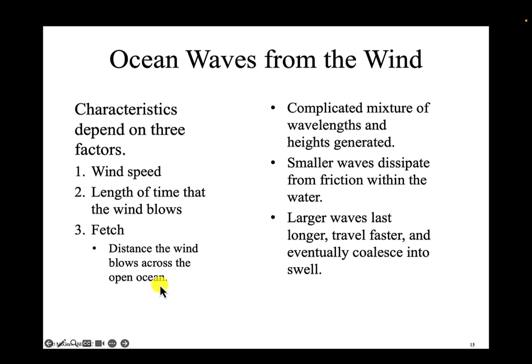Larger waves, as you can imagine, will be produced by stronger winds that blow for a longer time and also over a longer fetch, a longer distance. So those essentially produce larger waves. The waves we're talking about here are not tsunamis, which are produced by events happening at the ocean floor, especially the movement of the tectonic plates.